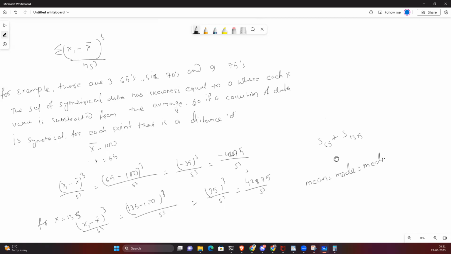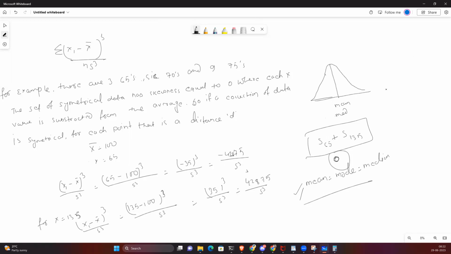Can I write this? No, if your skewness is zero, then you can write this statement. So just now I explained, right? There are three types of skewness. One is properly symmetric skewness, where mean, median, and mode are equal.